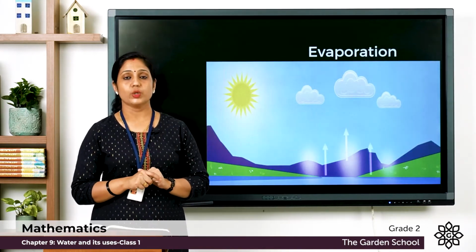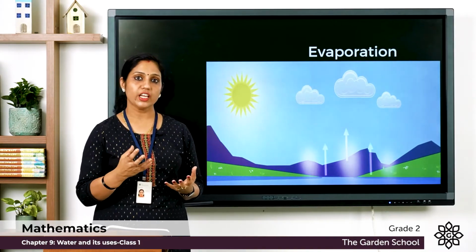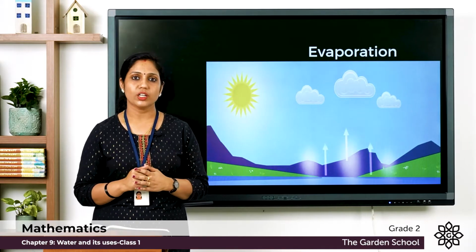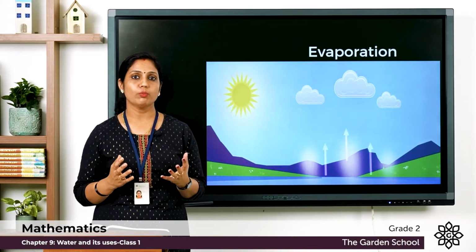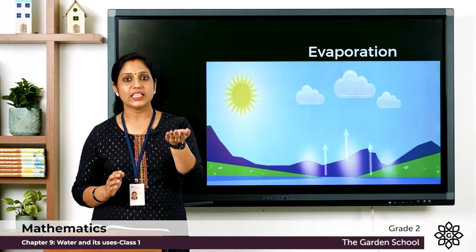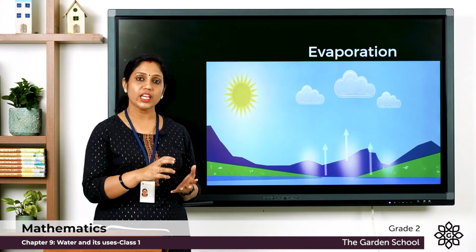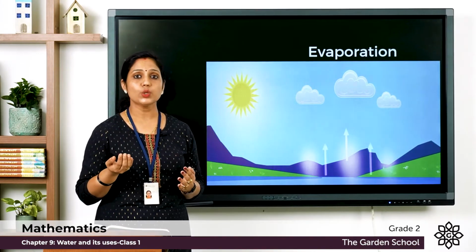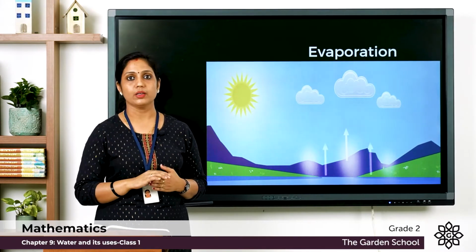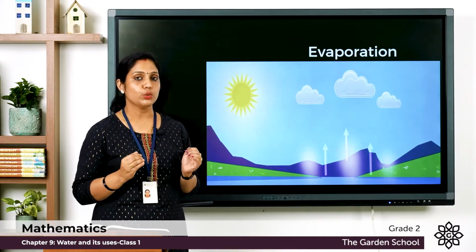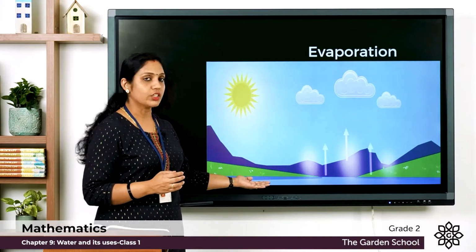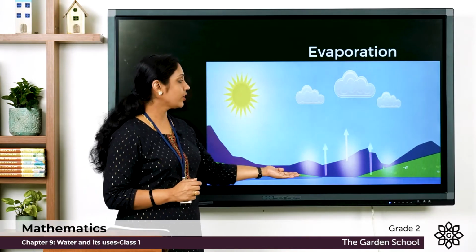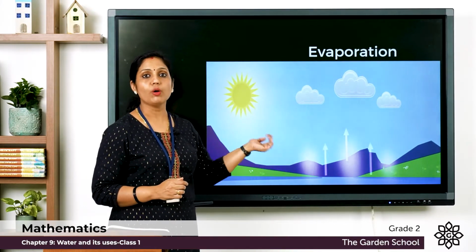In the first picture, you can see evaporation. Due to the heat of the sun, the water turns into water vapor. Have you ever seen water vapor? Have you seen the vapor rising up when water boils or milk boils? In the same way, due to the heat of the sun, the water from the rivers and seas turns into water vapor and it rises up. So how does evaporation happen? Due to the heat of the sun, the water, that is the liquid, turns into water vapor, and you can see it rising up in the form of water vapor.